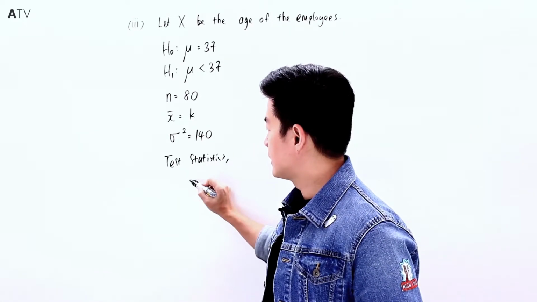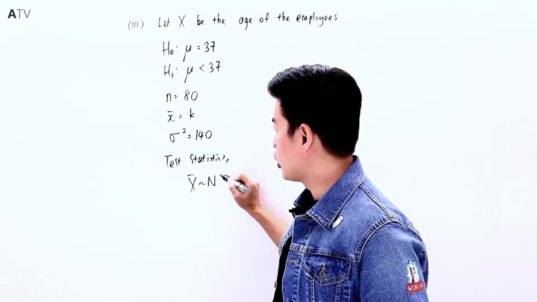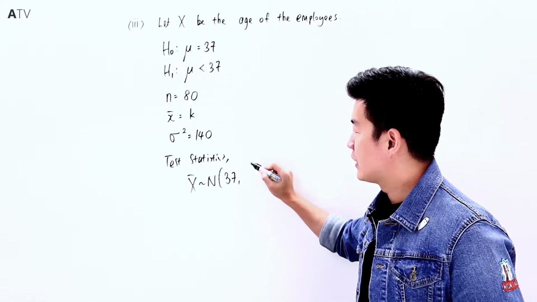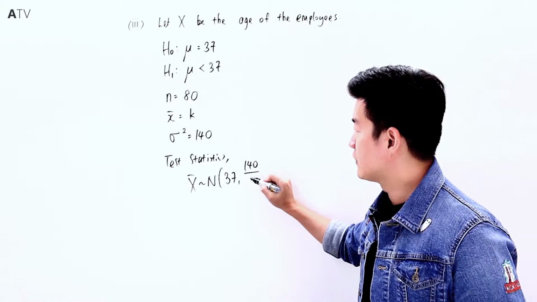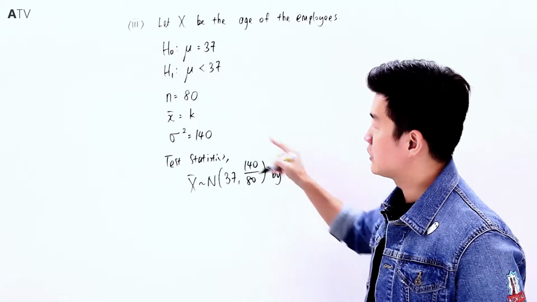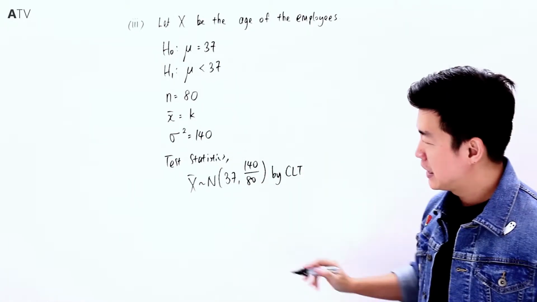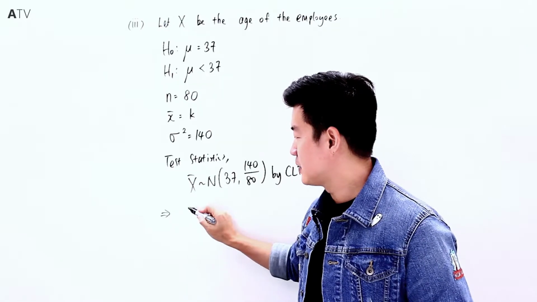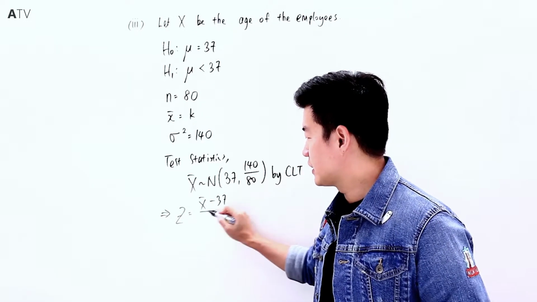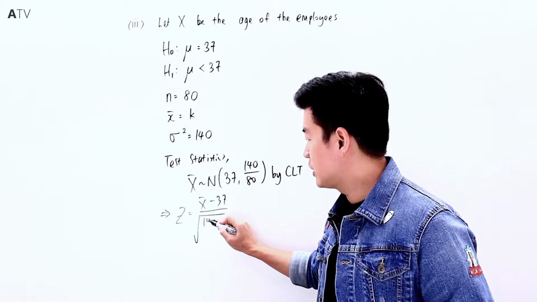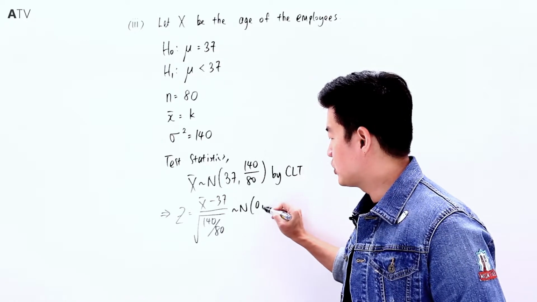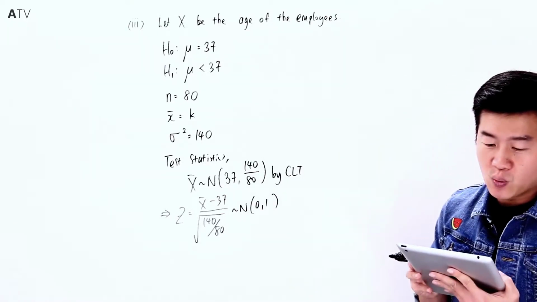For the test statistics, x bar will follow a normal distribution with a mean of 37 and a variance of 140 divided by 80. And this is possible because of the central limit theorem, n is large. If I were to standardize this, that means z, which will be equal to x bar minus 37 divided by the square root of 140 over 80, will follow a normal distribution of 0, 1.